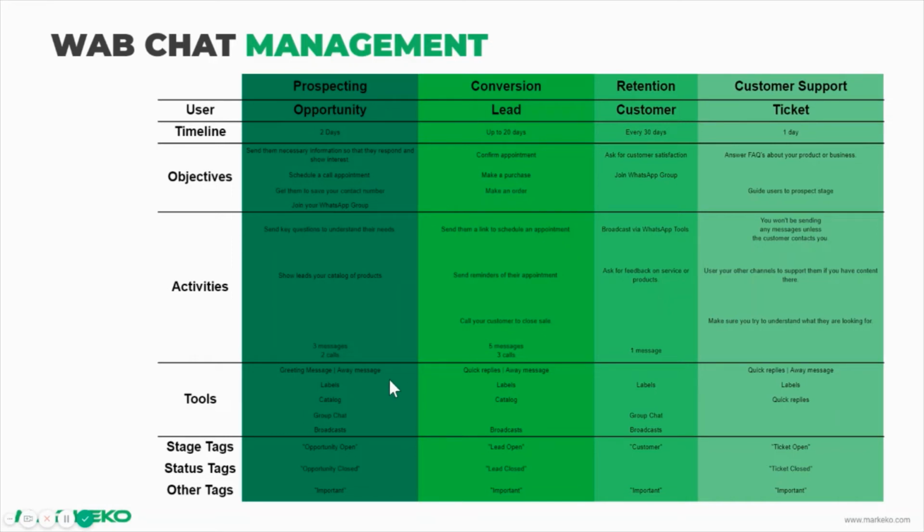And the tools that you'll be using within each stage. These are the things that you can actually use from WhatsApp Business so that you can improve your experience, right? So greeting message, away message, labels, catalog, group chat, broadcast, and these are all the things that you'll be using to better understand and manage your leads.